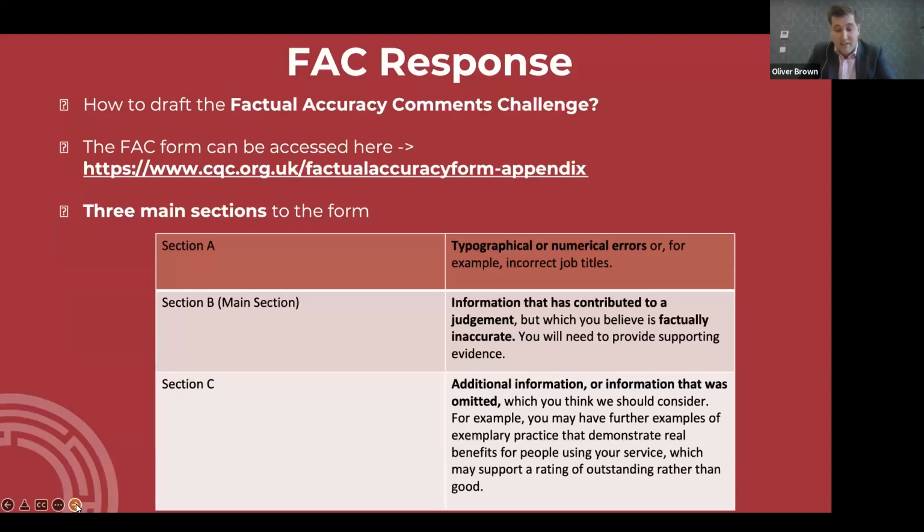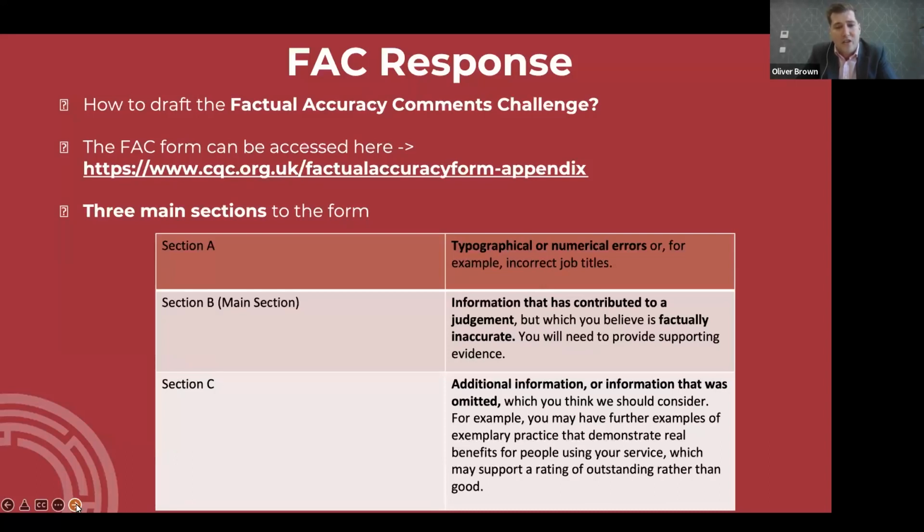The main thing to consider is that there are four sections to the form. They all serve a different purpose. Section A is the least common section that you'll use, but it's to correct any typographical errors that you can identify or incorrect job titles. Section B will be the main section of the Factual Accuracy Comments, and that's where you insert any information that's contributed to a negative judgment that you don't believe is correct, and where you support what you're saying with your evidence. It'll be the main bulk of your Factual Accuracy response.